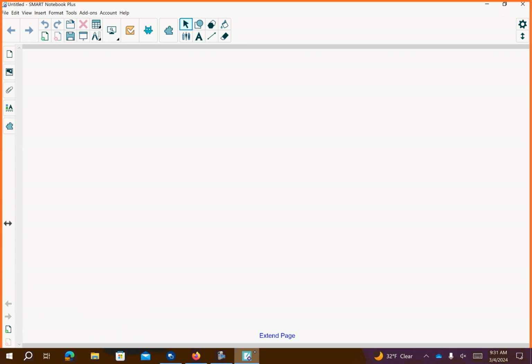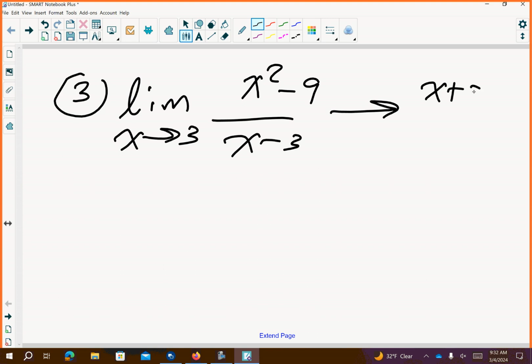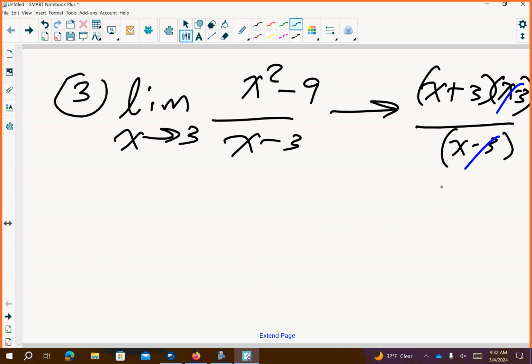If I look at number 3 a little bit more extensively, as the limit as x approaches 3 of x squared minus 9 over x minus 3, you might want to realize I can factor the top to x plus 3 times x minus 3. Thank you, Algebra 1. We're on limits 4.1, we had worked on it the other day. And on the bottom we have x minus 3. Those cancel out.